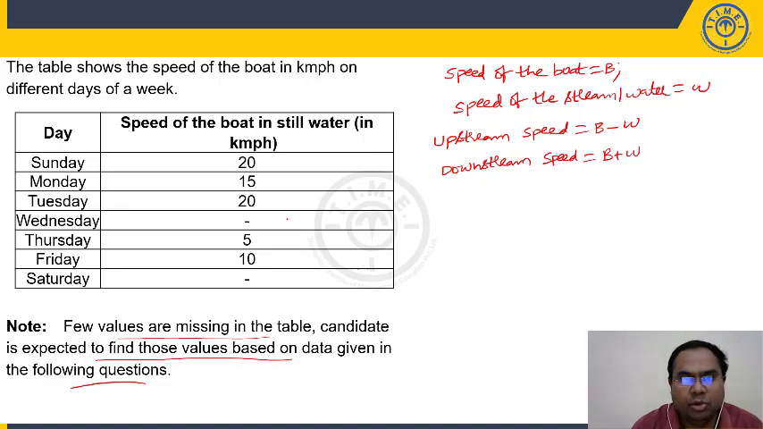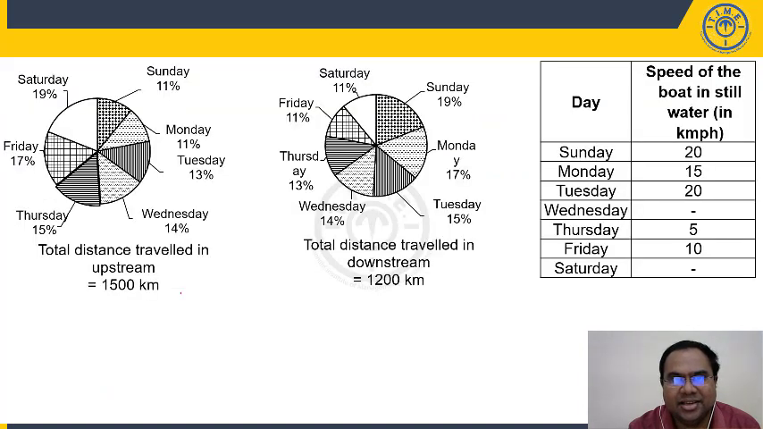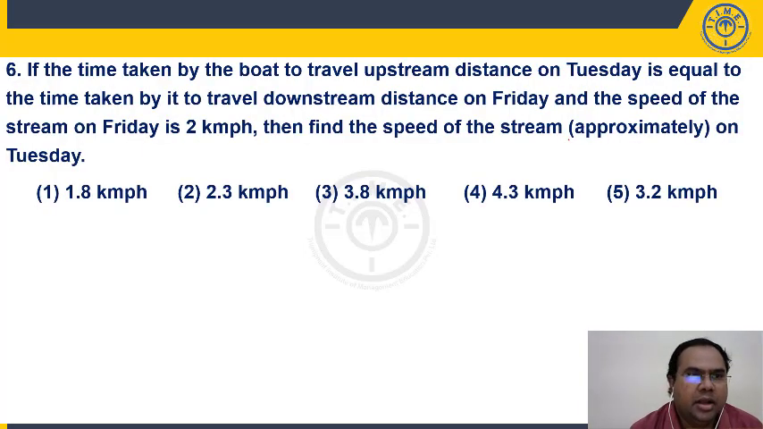Now, one more point which you want to note carefully: whatever data is missing here, we don't have that data. You need to find it out depending on the question. Now, these two pie charts and this table, for our ease, I'm just taking it here. This is upstream distance 1500 kilometers traveled on different days of a week. Downstream distance 1200 kilometers traveled on different days of the week. And this is speed of the boat in still water on different days of the week. Okay. Let us take up this question.